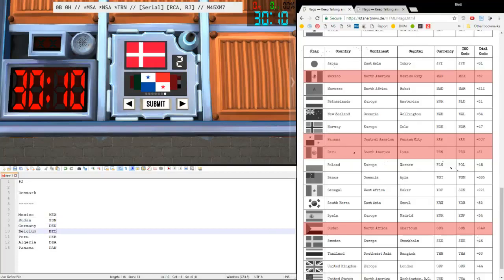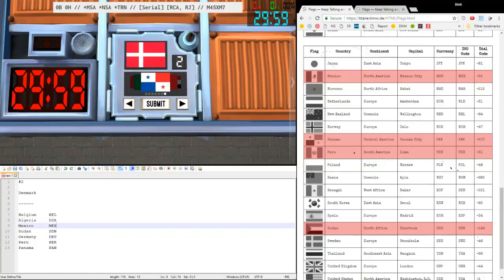If you are like me and use Notepad++, you can hit Control Shift and then up and down arrows, and it moves lines like this. So Belgium comes up here, DZA, DEU, MEX, PER, PAN. There we go. They are now alphabetized by that ISO code. What did we want? We had a 2. That means we want the second flag once they're sorted. That would be the Germany flag.